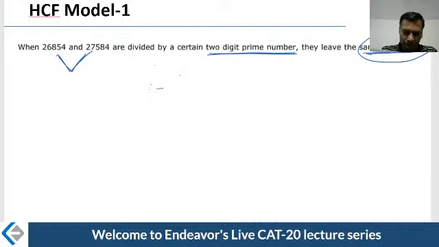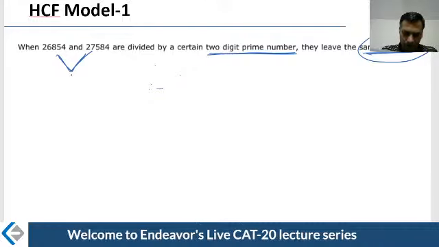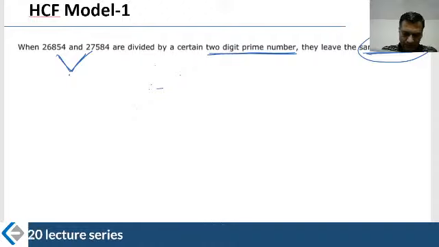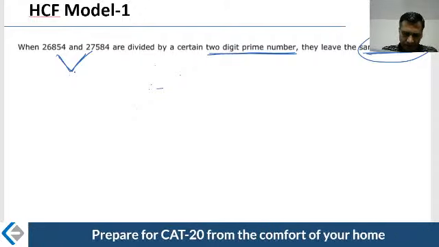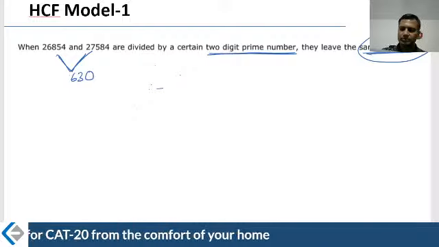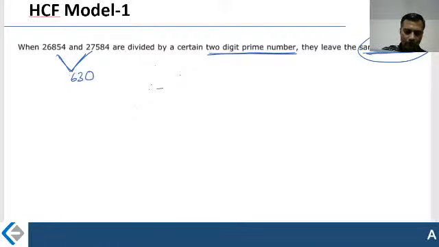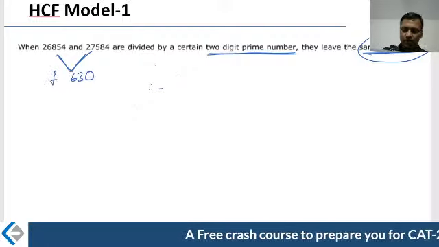Right, so if you take that particular difference, you are getting it as 6, you are getting it as 27, 75, 68, 630. Right, that's the difference, 630. All right, so either 630 is the answer, or a factor of 630 is the answer.